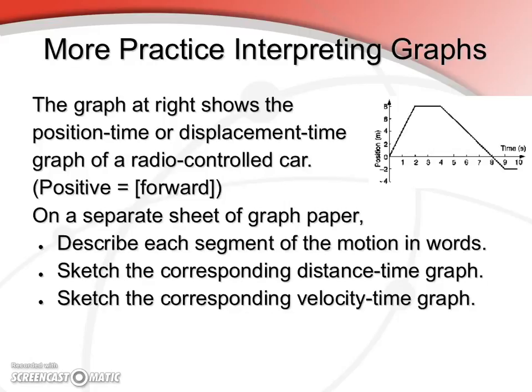All right, so let's look at this displacement time graph of a radio-controlled car. We've got positive moving forward, negative moving back, of course. Go ahead and, on a separate sheet of graph paper, describe each of the segments in words and sketch the corresponding distance time graph. Notice that it's distance time, not displacement time, so it won't look the same. And when you're finished, also sketch the velocity time graph. Go ahead and pause the movie, please, and work on that.